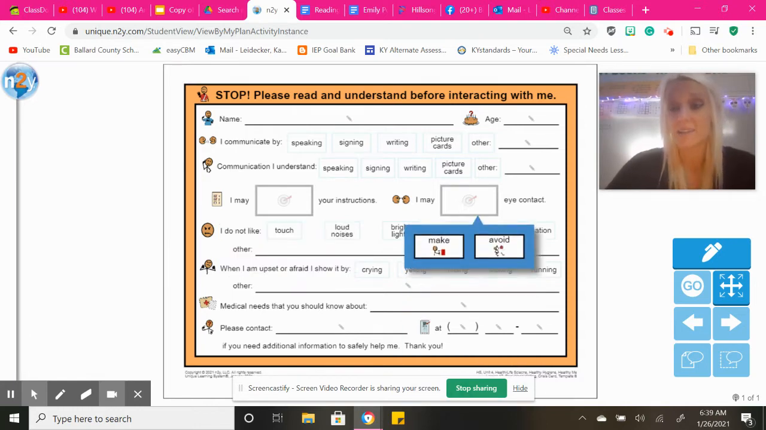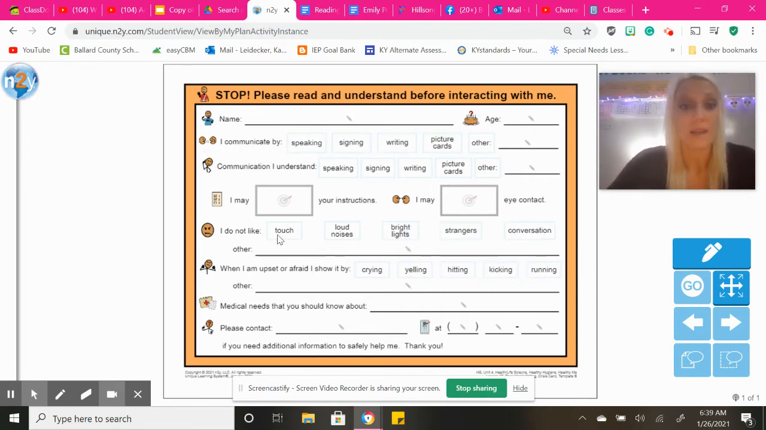Do you make eye contact? Do you look at somebody when they are talking to you? Or are you just all around, not sure what's going on? So you may avoid eye contact. You may not want or like to look at people in their eyes.